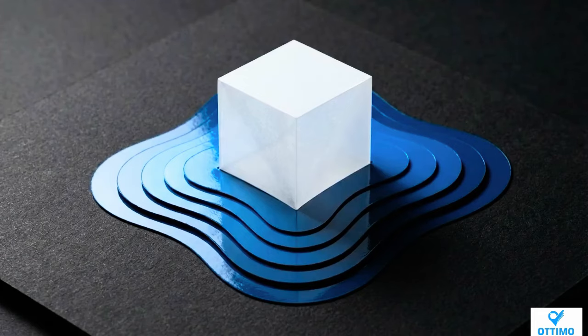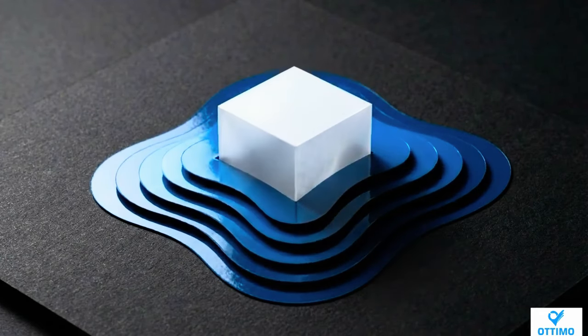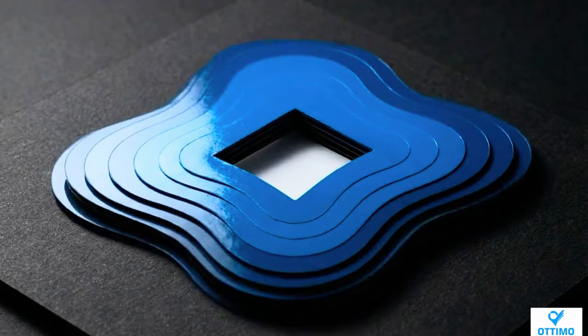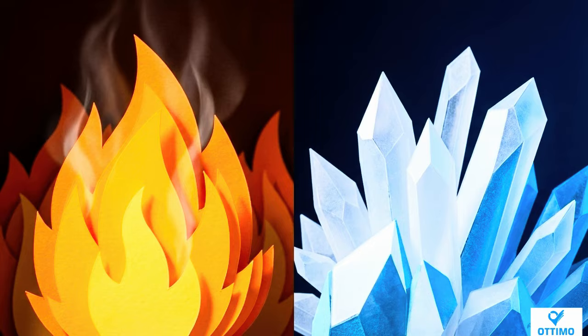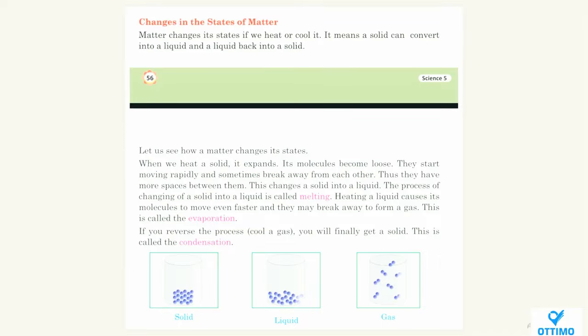So how do we force matter to change from one state to another? The answer is sitting right on our kitchen stove. We add or remove heat. This diagram shows how heating forces that change. Look at the first two beakers. When we heat a solid, we give its molecules extra energy. They start vibrating faster and faster until they break their rigid, packed formation and become a looser liquid. We call this process melting.